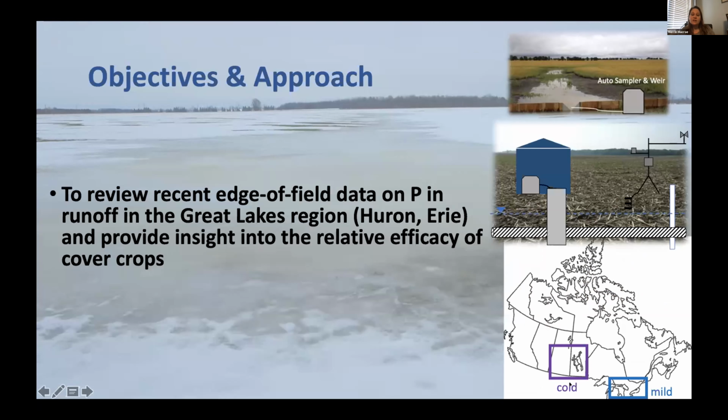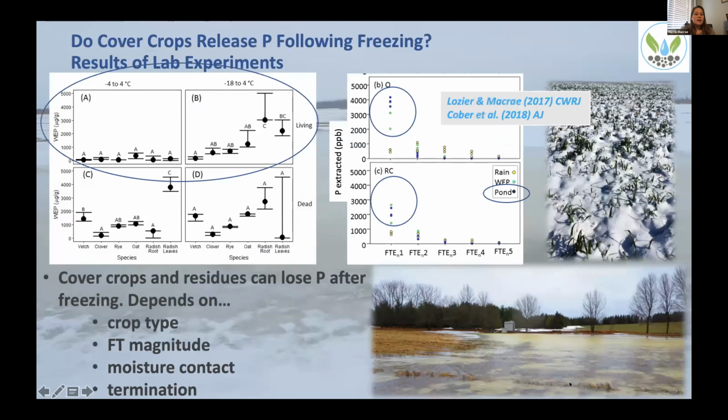So today I'm going to talk a little bit about some of the edge of field data as well as the experimental data that we've collected in the Great Lakes region to provide insight into the relative efficacy of these crops in this region. So the first question: do cover crops release phosphorus following freezing? The results of some laboratory experiments that we did.